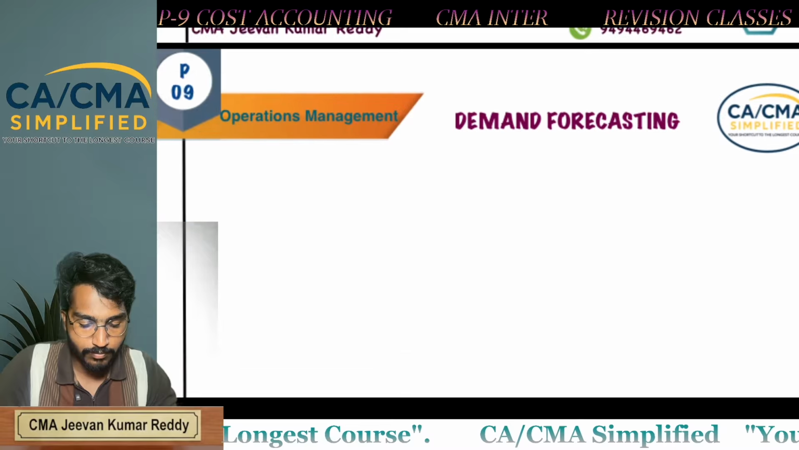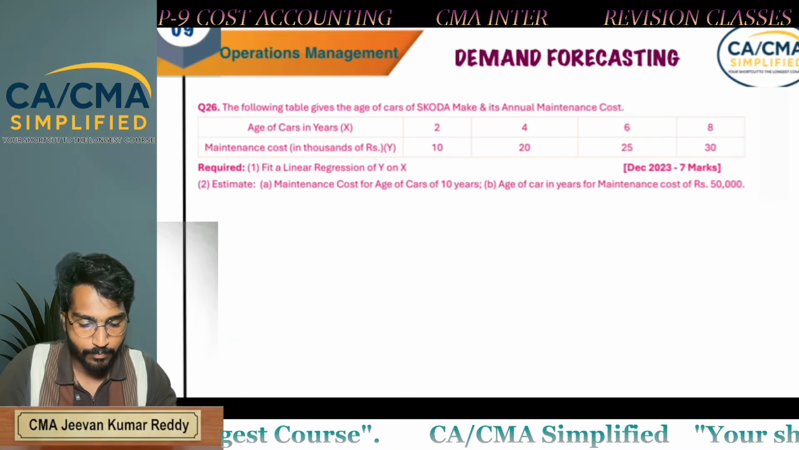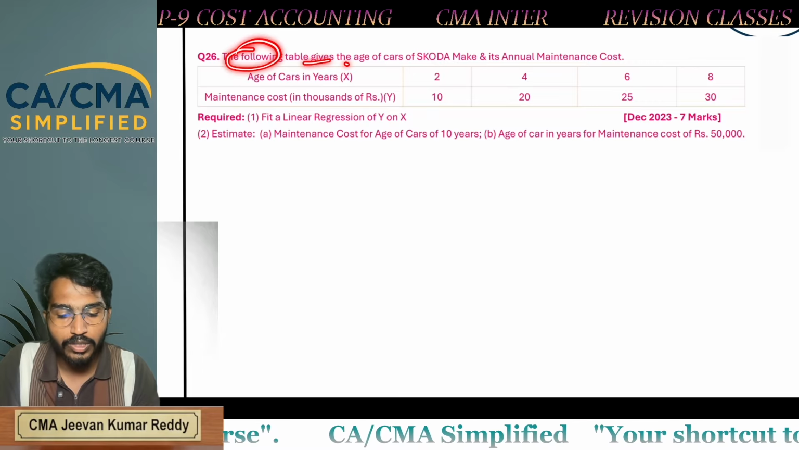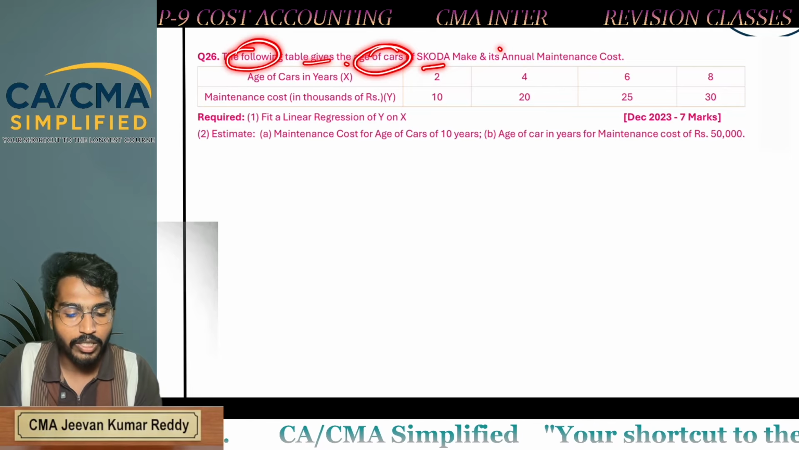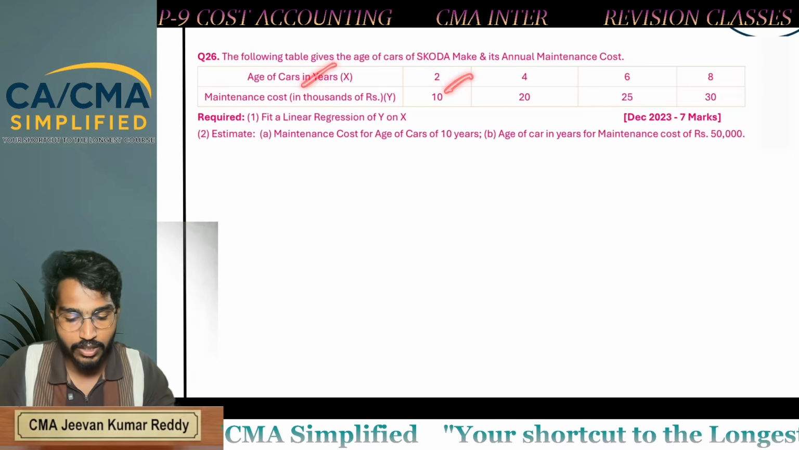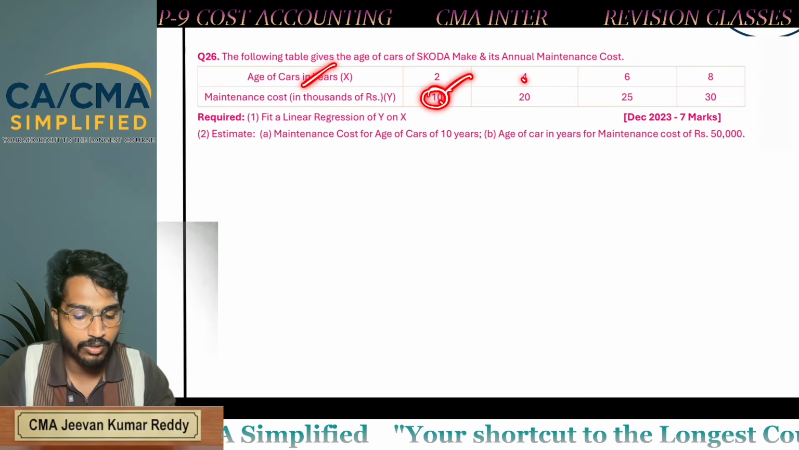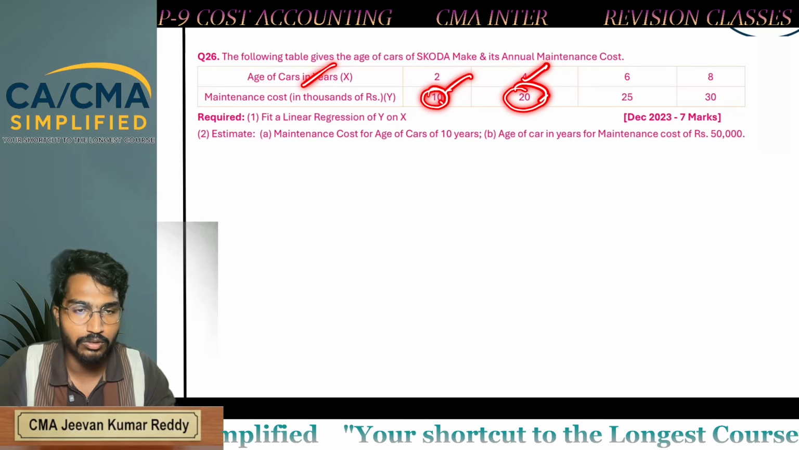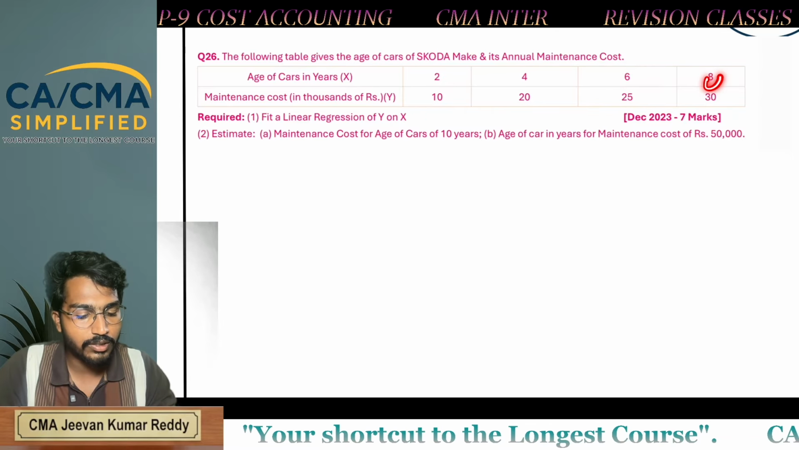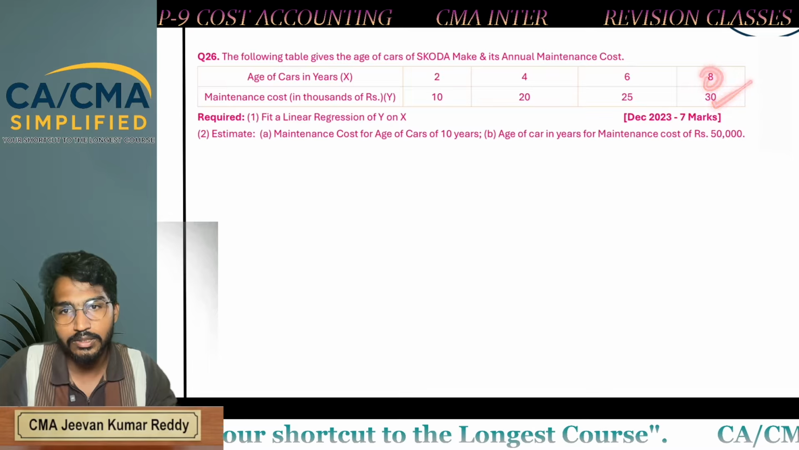So next question. The following table gives the age of cars of Skoda make and their annual maintenance cost. Age of car 2 years, the annual maintenance cost is 10,000. Age of car 4 years, the annual maintenance cost is 20,000. Age of car 6 years, the annual maintenance cost is 25,000. Age of 8 years, the annual maintenance cost is 30,000.